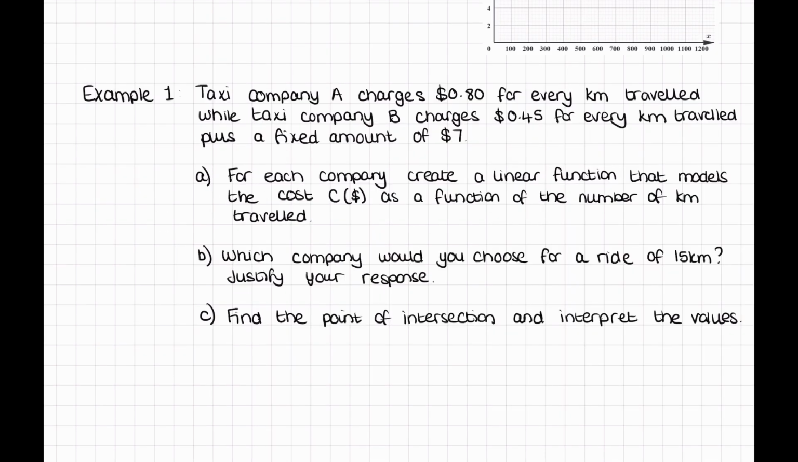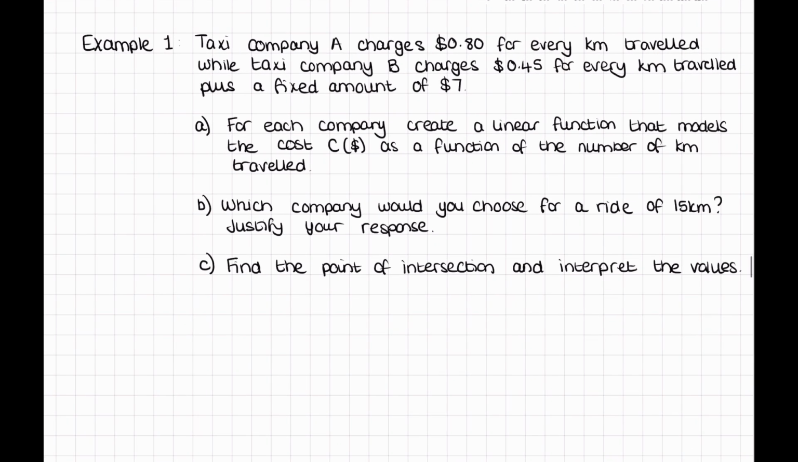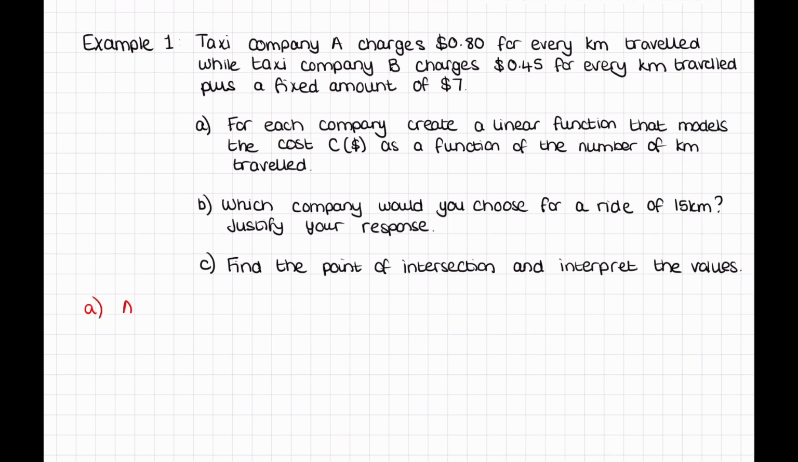Example 1: taxi company A charges 80 cents for every kilometre travelled, while taxi company B charges 45 cents for every kilometre travelled, plus a fixed amount of $7. For each company, create a linear function that models the cost as a function of the number of kilometres travelled. For company A, they charge 80 cents for every kilometre travelled, so the cost of A would equal 0.8 multiplied by x, which is the kilometres.